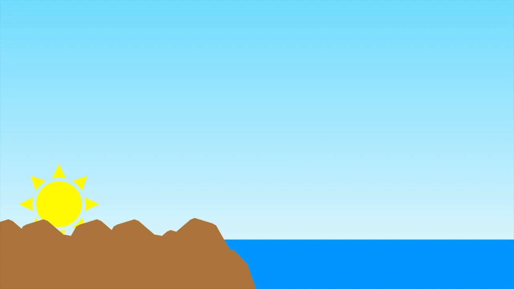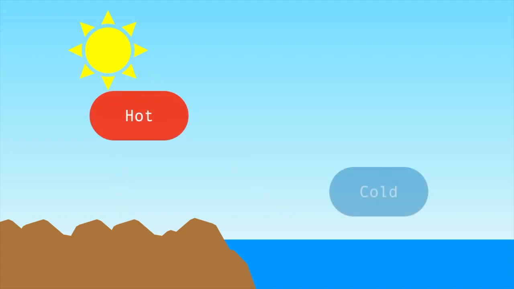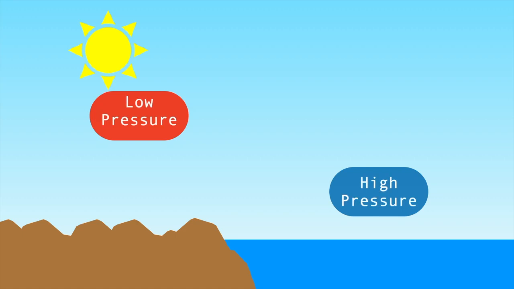During the day, the sun heats up the ocean and the land. But water takes much longer to heat up than land, so the land will feel hot while the water will feel relatively colder. As a result, the air above the land will be hot with low pressure, and the air above the water will be relatively cold with high pressure. This creates a pressure difference, with high pressure traveling to low pressure.